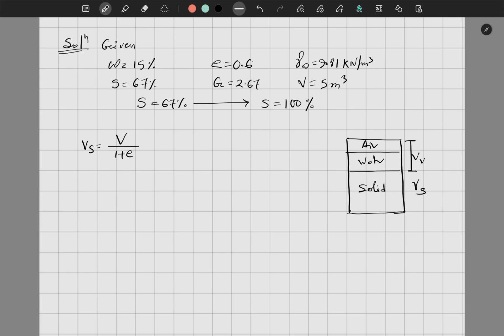Okay, then as per the question, volume of solid is equal to total volume 5 by 1 plus 0.6. Clear? Now void ratio e equal to volume of void by volume of solid. Okay, so volume of void is equal to e into volume of solid.